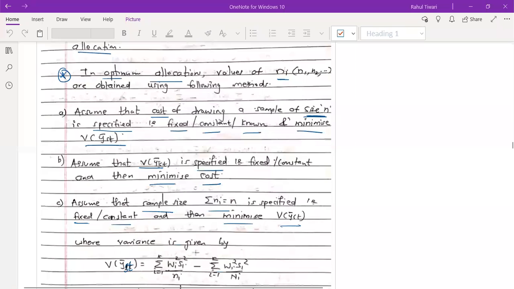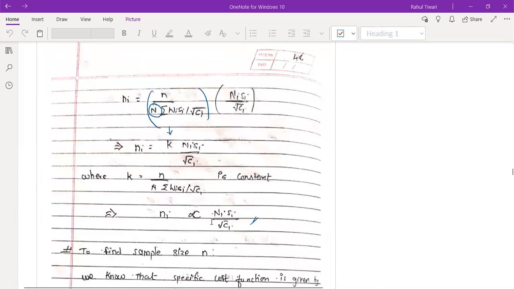In this second part, we minimize the cost and fix the variance. In the third part, assuming the sample size is specified and constant, minimize the cost. These two conditions we have seen last class. Now let's discuss part C.